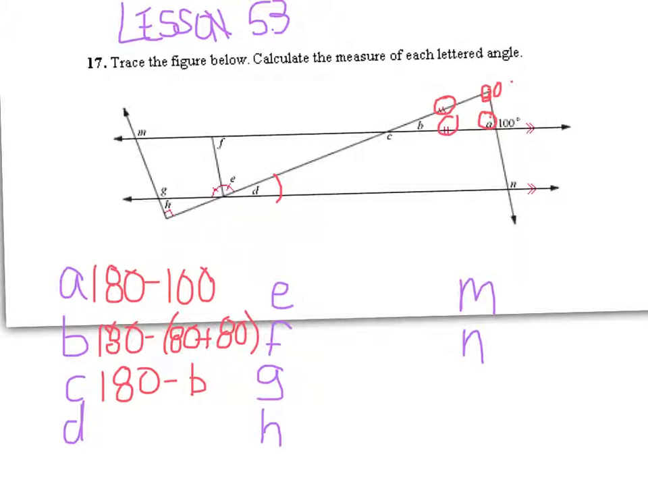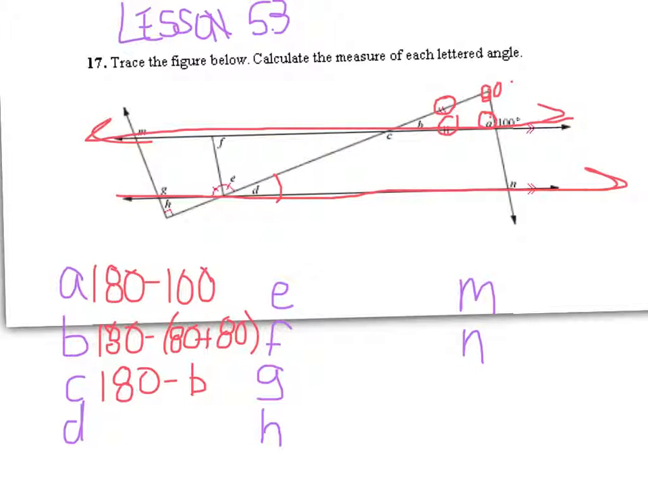D is created by two parallel lines and a transversal. D is an alternate interior angle with this angle right here, which happens to be a vertical angle for B. So you can say that D is B by alternate interior angles.